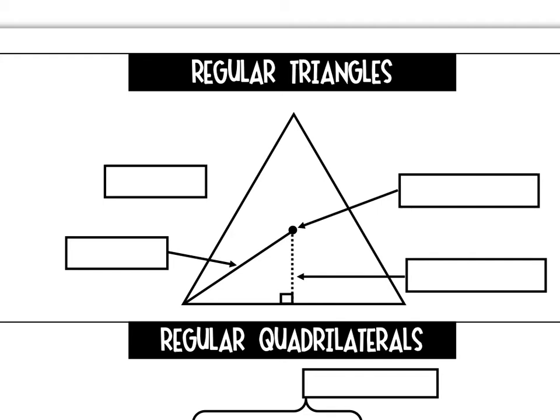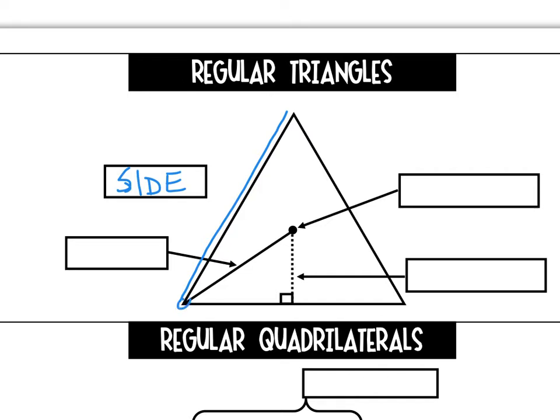Now we're going to learn how to find area of regular polygons, specifically triangles, quadrilaterals, and hexagons. So first we'll look at some new terms. So the whole thing right here is obviously called a side. But other than that, we have some new terms.